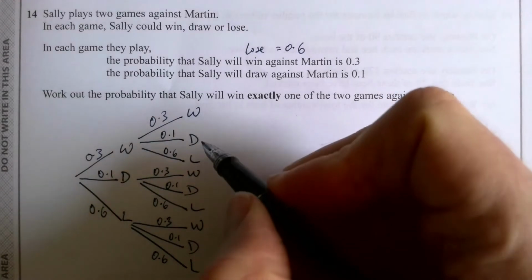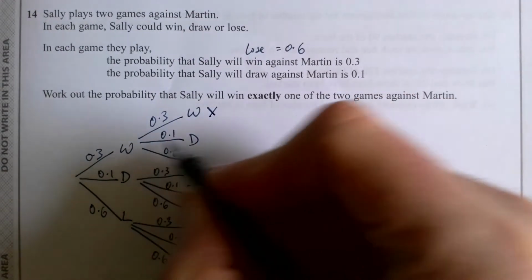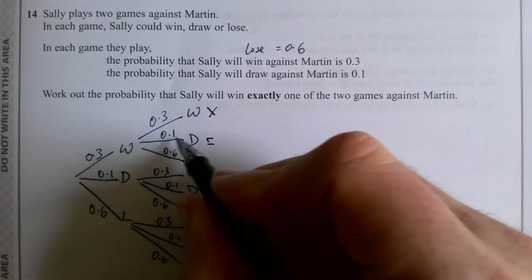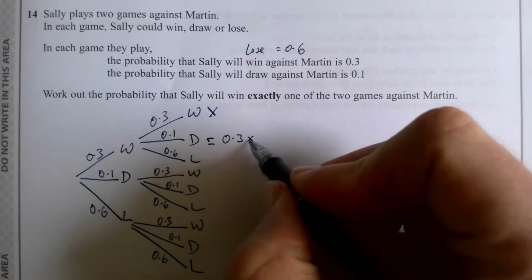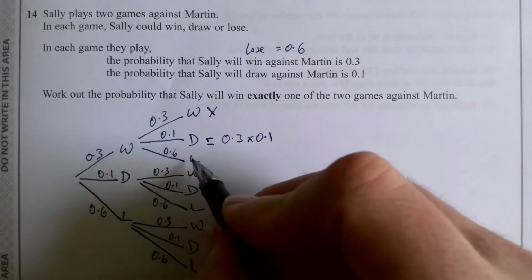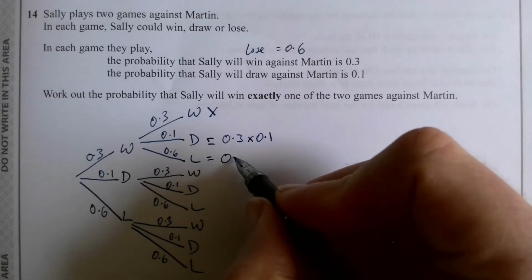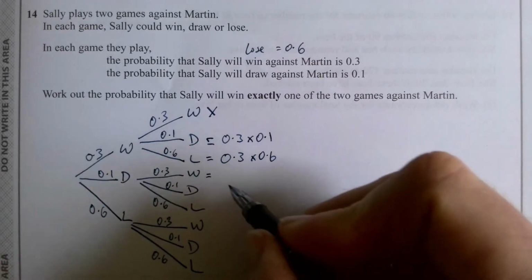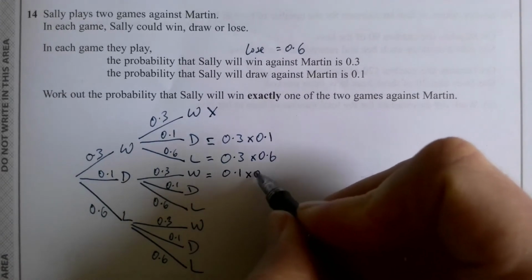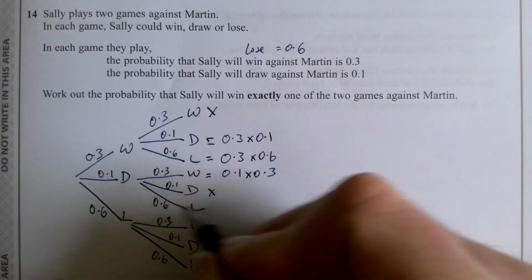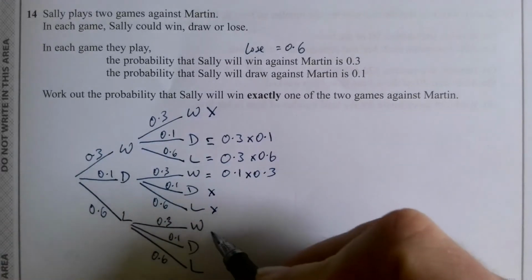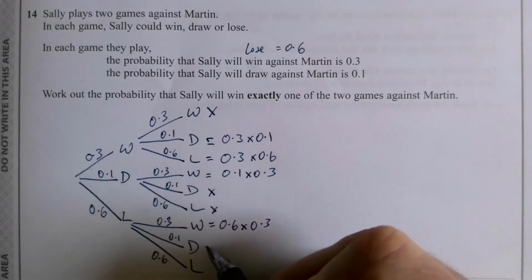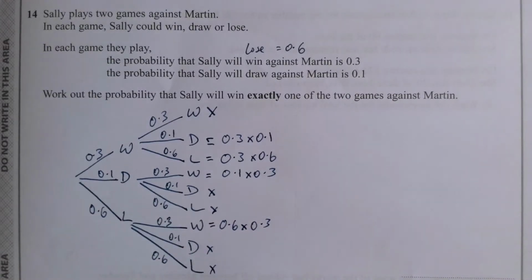This is winning and winning, so that's not exactly one of them. Winning and then drawing, that's exactly 1. So I want that one. And I'm going to work it out by multiplying along the branches. 0.3 times 0.1. Winning and then losing, that is also exactly 1. Drawing and then winning, that is exactly 1. 0.1 times 0.3. Drawing and drawing, no wins. Drawing and losing, no wins. Losing and winning, yeah, that's 1, isn't it? 0.6 times 0.3. And then losing and drawing and losing, they're not winning 1.